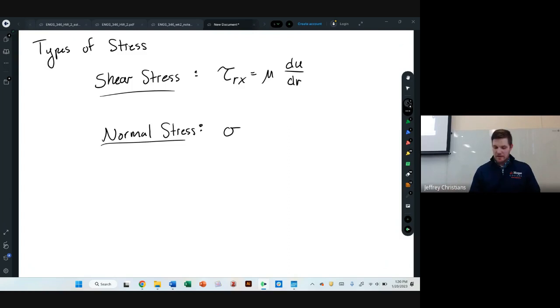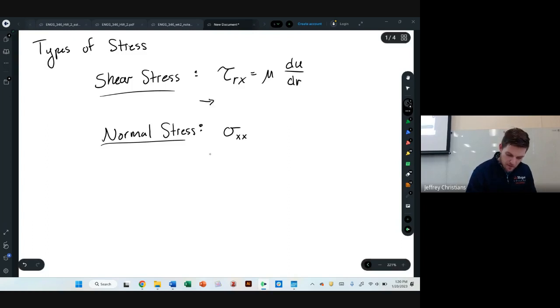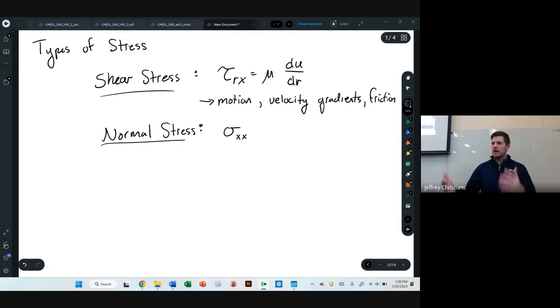So we would describe that something like sigma, say XX, would be our notation for that. So shear stress is fluid in motion. Velocity gradients, you're thinking motion, velocity gradients, friction, those are kind of the words that hopefully conjure up shear stress for you.